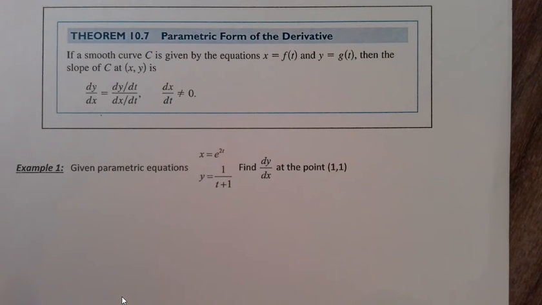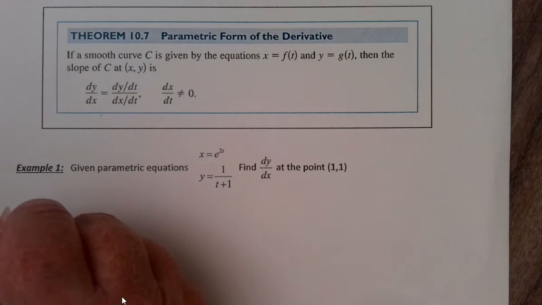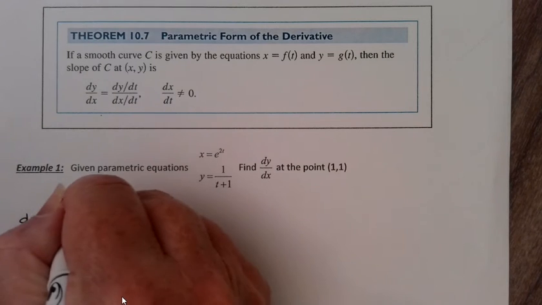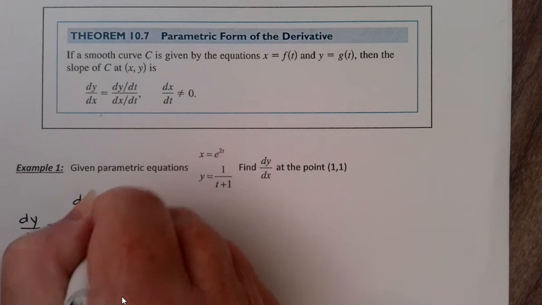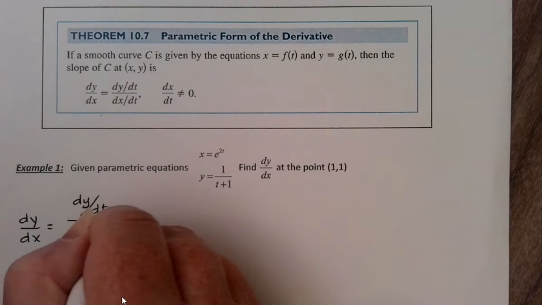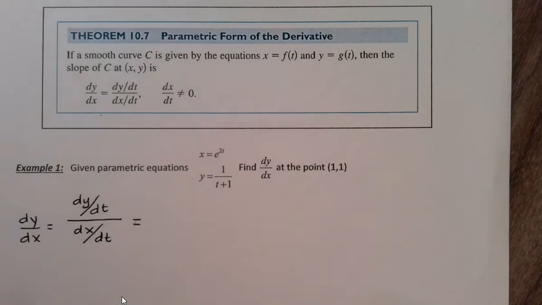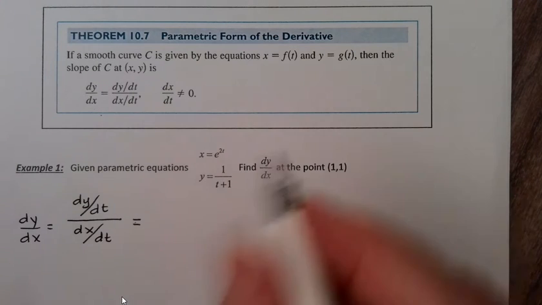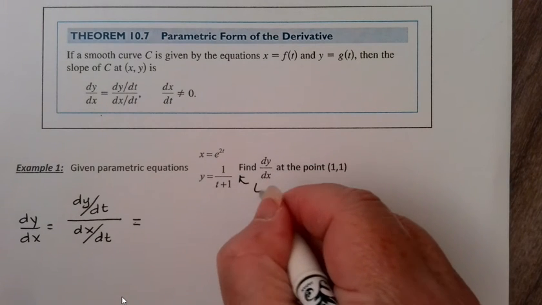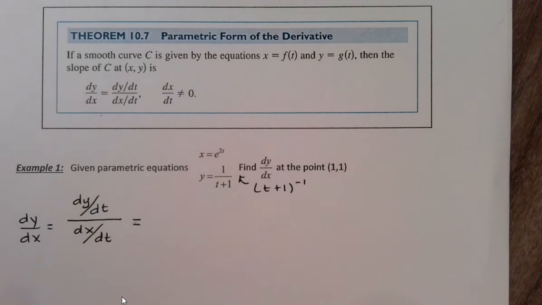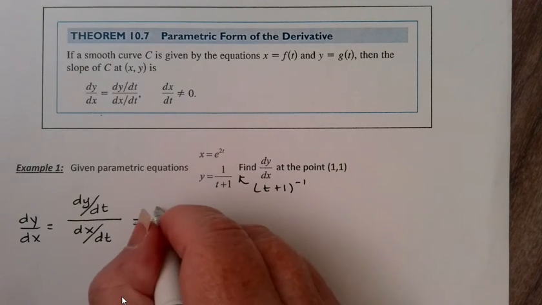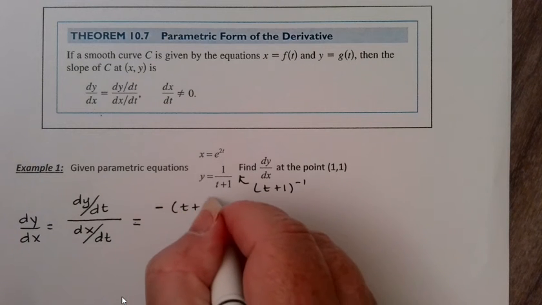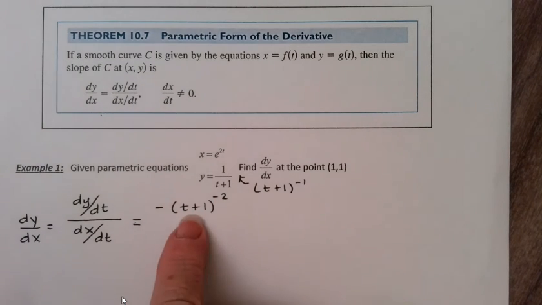Here are my parametric equations, and my goal is to simply find dy/dx at the point (1, 1). So dy/dx we find as dy/dt over dx/dt, which would be, let's see, if I think of that y as (t+1) to the negative first, then its derivative is going to be minus (t+1) to the negative second. And my chain rule there just gives me a times 1, so I won't even bother writing it.